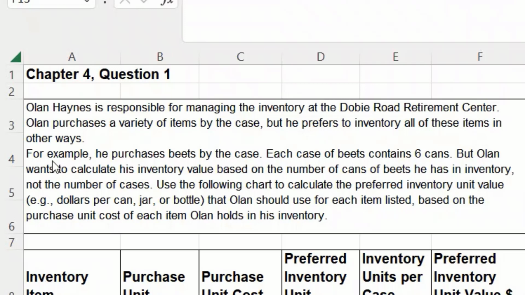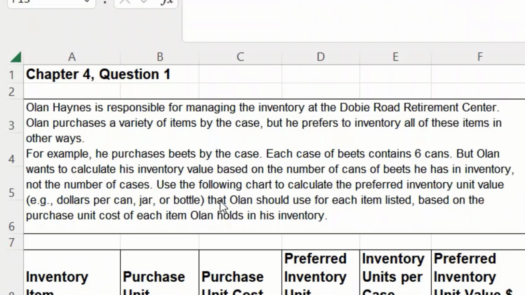Olin Hayes is responsible for managing the inventory at the Dobby Road Retirement Center. Olin purchases a variety of items by the case, and he prefers to inventory all of these items other ways. For example, he purchases beets by the case. Each case of beets contains 6 cans, but Olin wants to calculate his inventory value based on the number of cans of beets he has in inventory, not the number of cases. Use the following chart to calculate the preferred inventory value.